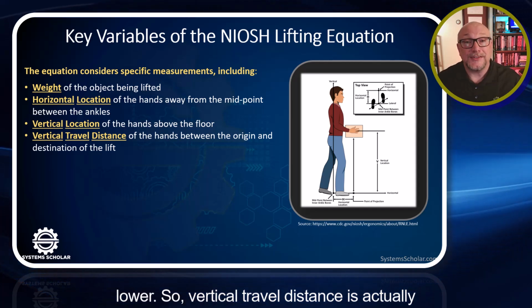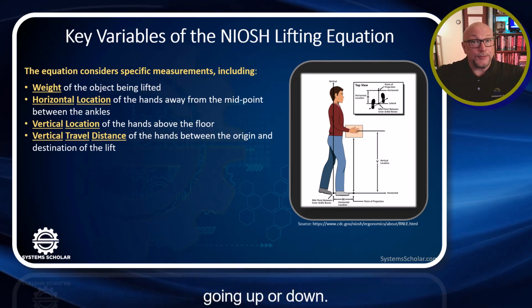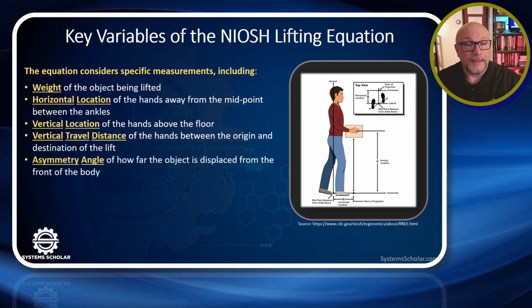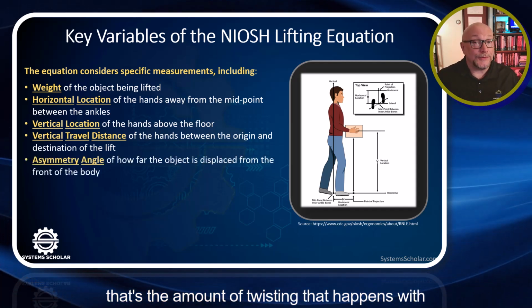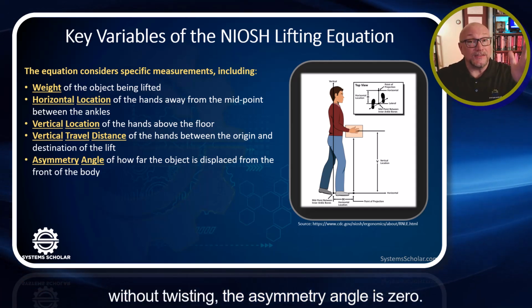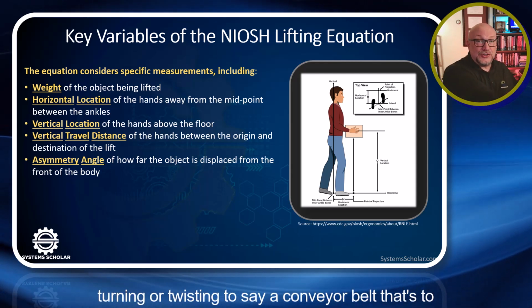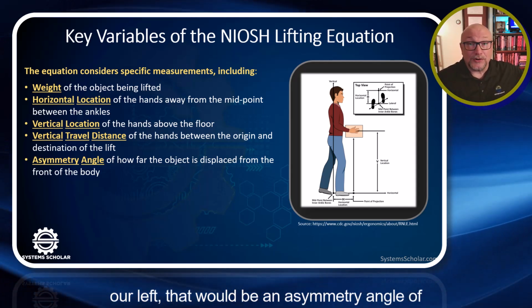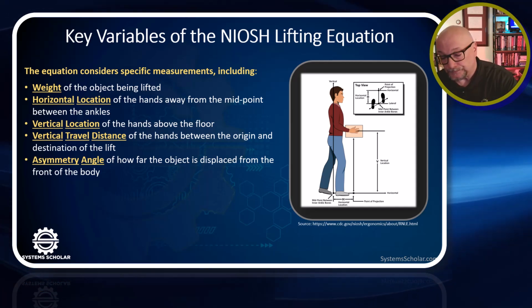So vertical travel distance is actually more of an absolute value vertically, so either going up or down. And then there's the asymmetry angle, and that's the amount of twisting that happens with the body. So if we're lifting straight up and down without twisting, the asymmetry angle is 0. However, if we're picking up a load and then turning or twisting to, say, a conveyor belt that's to our left, that would be an asymmetry angle of, say, 90 degrees.